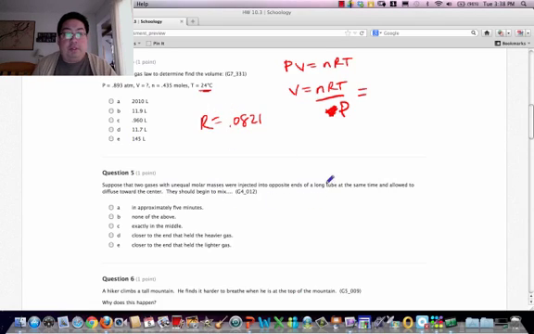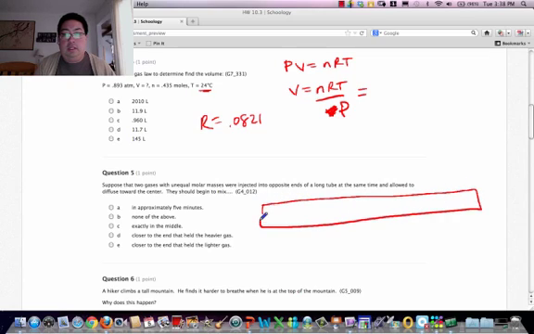Now, question five. Suppose two gases with unequal molar masses are injected to opposite ends of a long tube and are allowed to diffuse towards the center. So here we have our tube. And so let's say we have the heavy gas here and the light gas over here. Now, we said yesterday that the lighter gas diffuses faster.